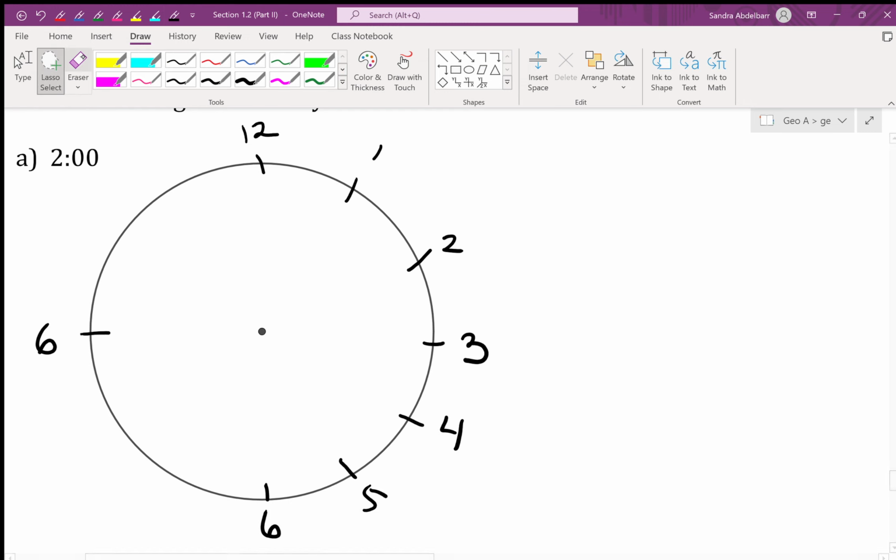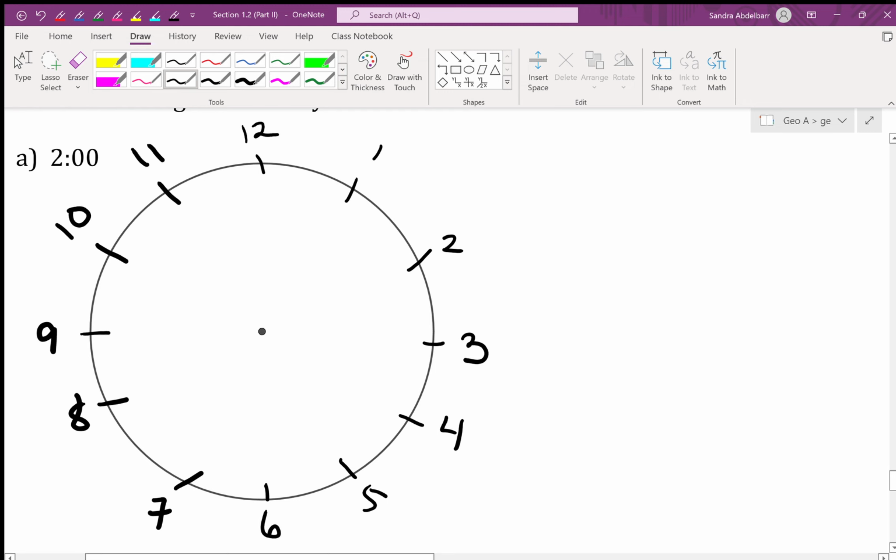Oops, I wrote 6 instead of 9. All right, so at 2 o'clock, the big hand is on what number and the small hand is on what number? The big hand is the minute hand, the small hand is the hour hand. 2 o'clock, Michael. Good, big hand is on the 12, the small hour hand is on the 2.